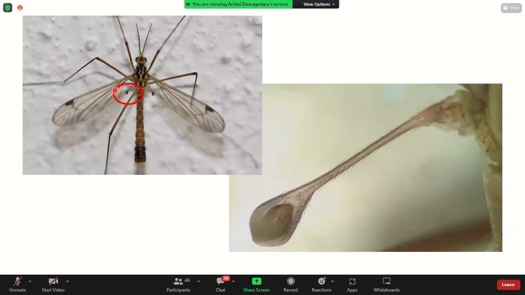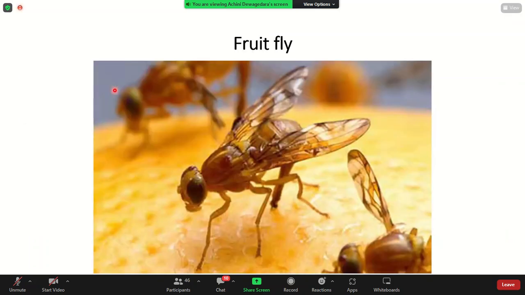So generally they have 2 wings only. Right? So fruit fly is a very important agricultural pest which causes damage to most of the crops. Fruit fly and melon fly both, they damage the crops.